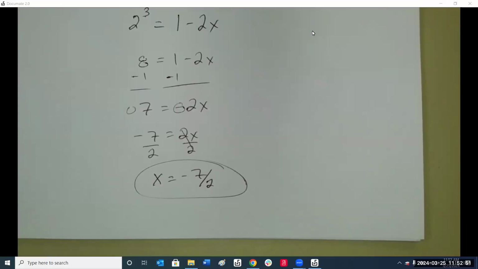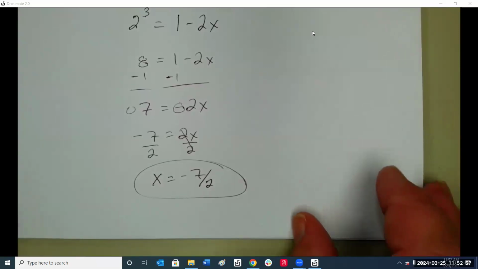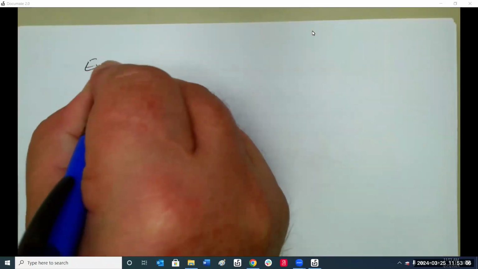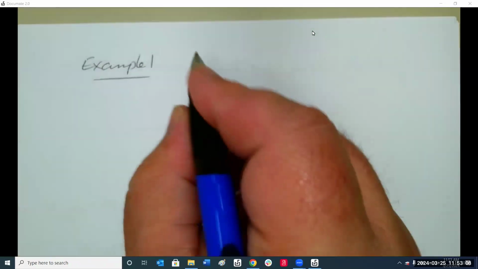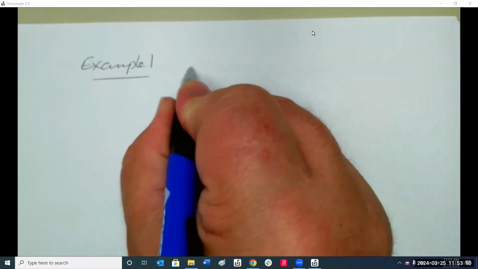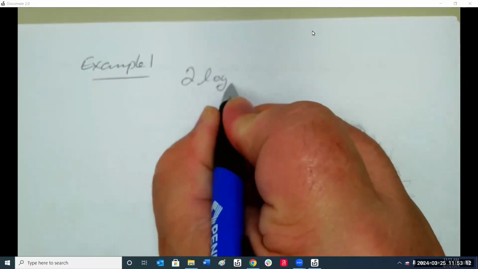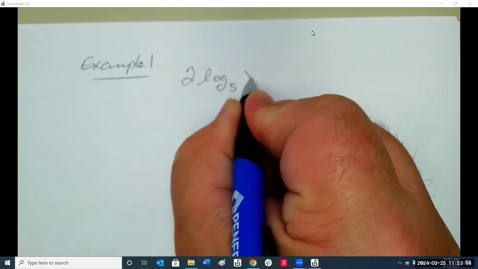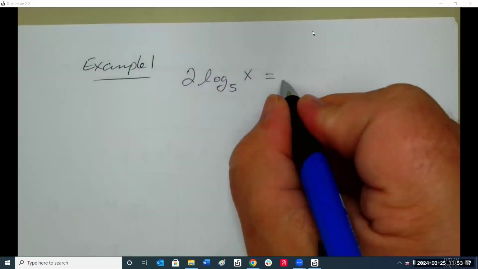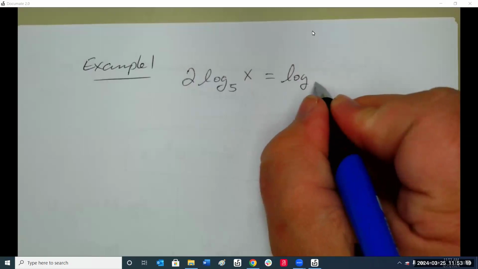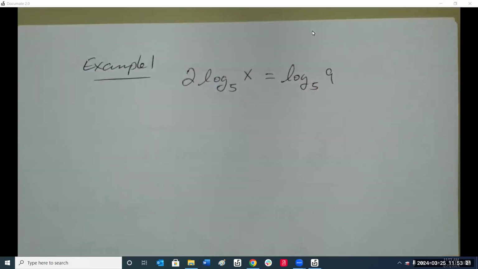Basically, what this section is going to do is make us use all the properties that we just discussed whenever we need to. All right, let's look at example 1. Solve 2 log base 5 of x equals log base 5 of 9.